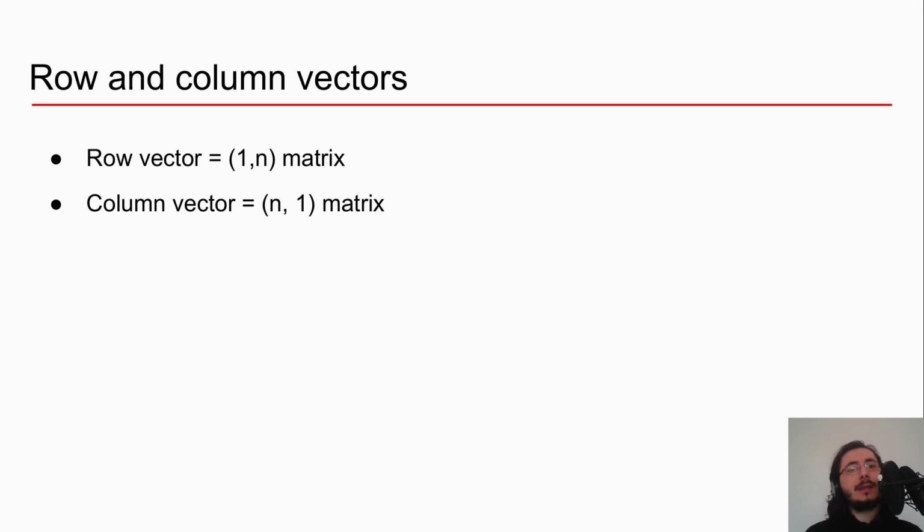There's a specific case of a matrix which can be used to indicate vectors, and we can indicate vectors as a row.